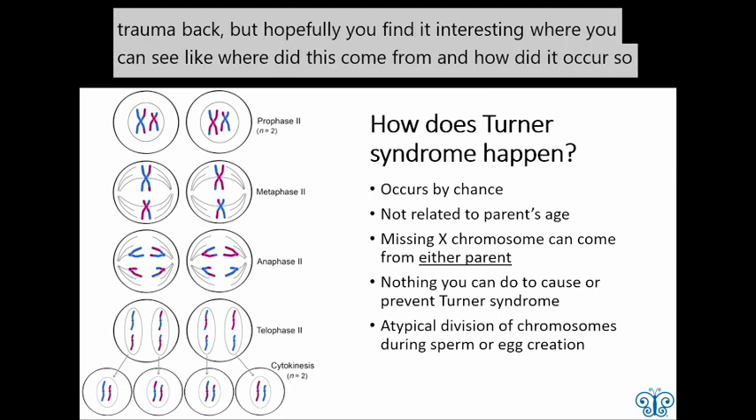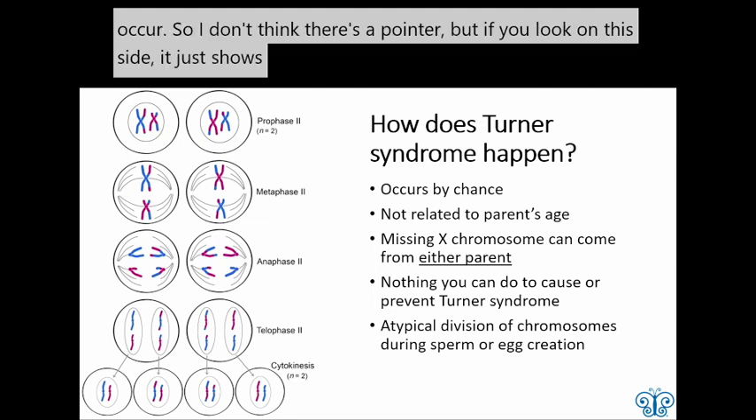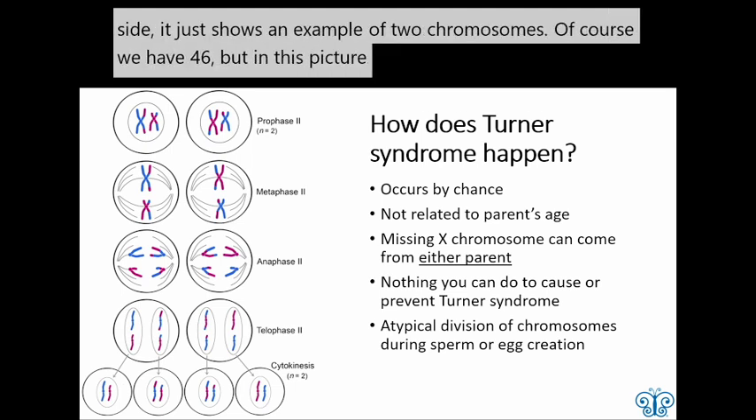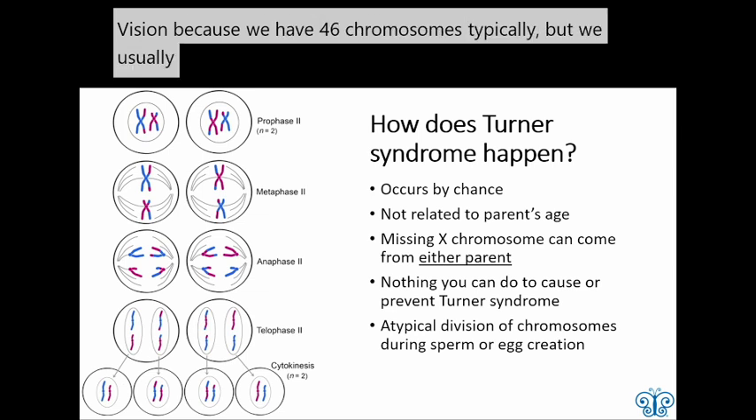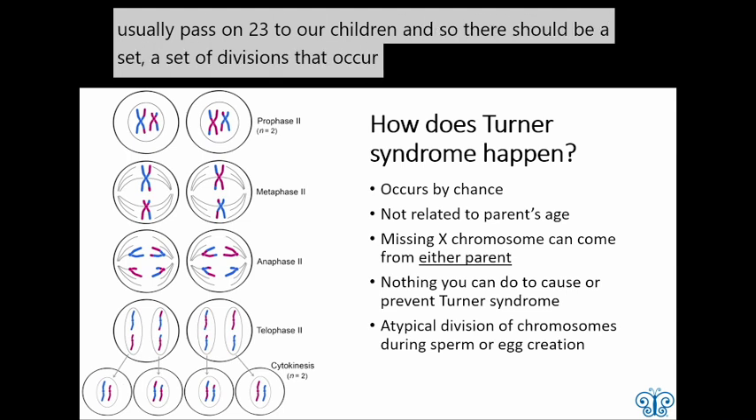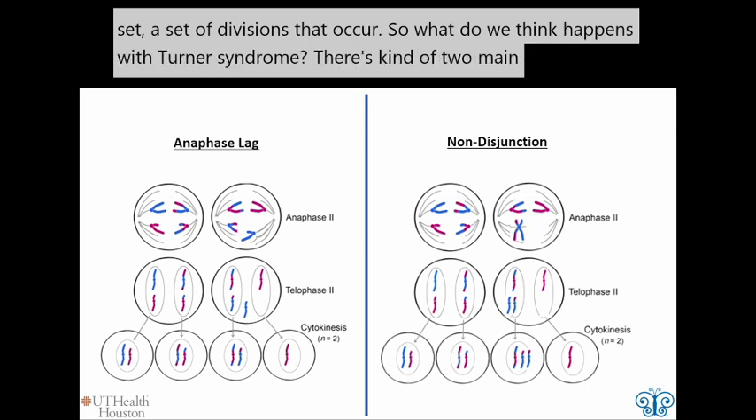I don't think there's a pointer, but if you look on this slide, it shows an example of 2 chromosomes. Of course, we have 46, but in this picture, you'll see that there's a cell division, because we have 46 chromosomes typically, but we usually pass on 23 to our children. And so there should be a set of divisions that occur. So what do we think happens with Turner syndrome? There's kind of 2 main ways that Turner syndrome can occur.